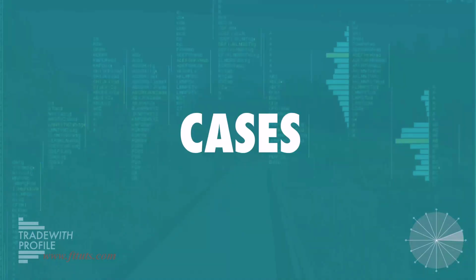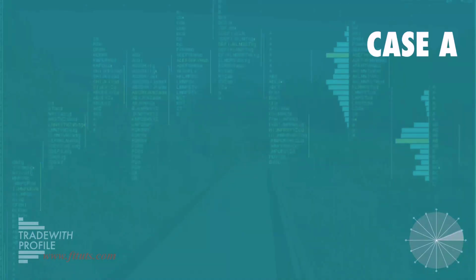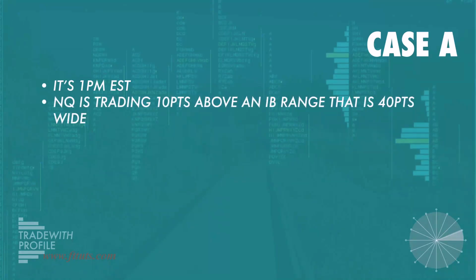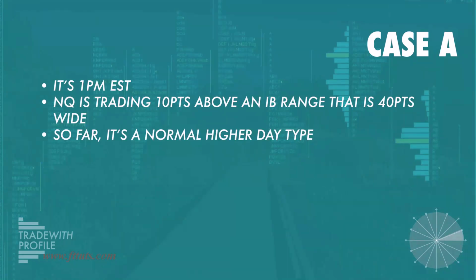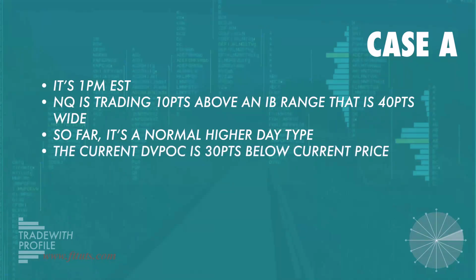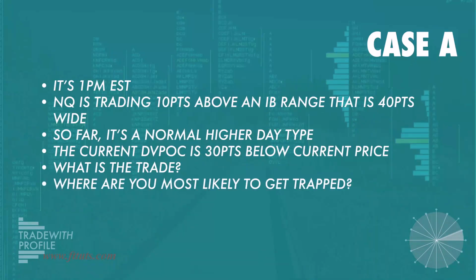Okay, let's talk through some cases here just to coalesce all of this. So let's say it's 1 p.m. Eastern. The NASDAQ is trading 10 points above an IB range that's 40 points wide. So far, it's a normal higher day type, so we've taken out IB high. The current developing volume point of control is 30 points below the current price. What is the trade? And where are you most likely to get trapped?